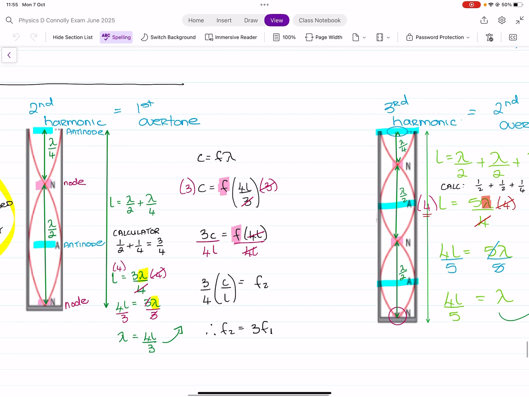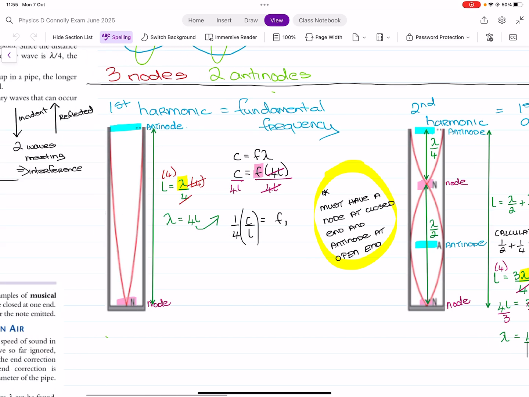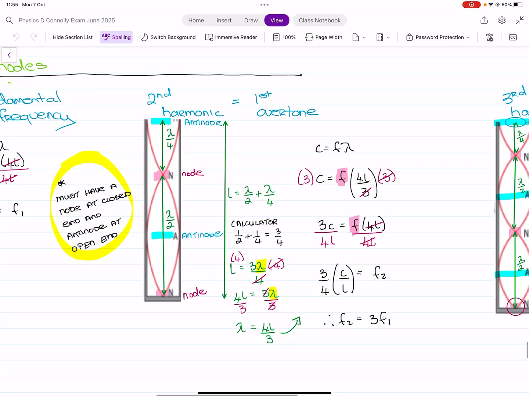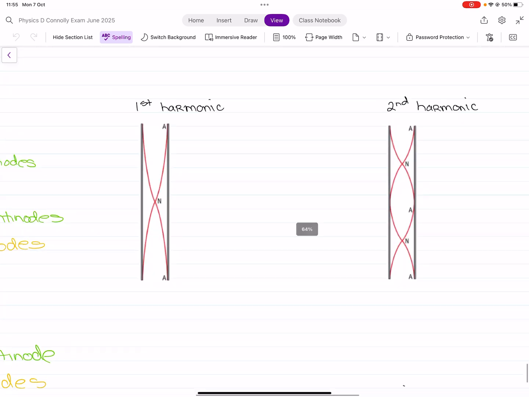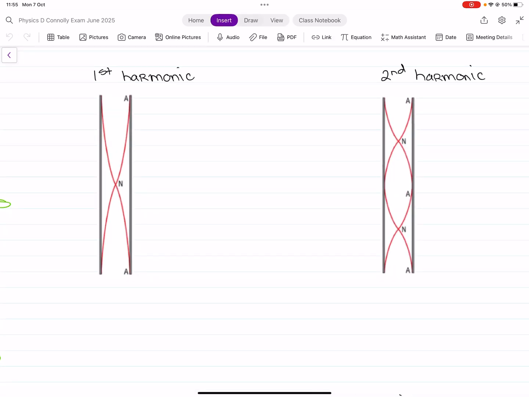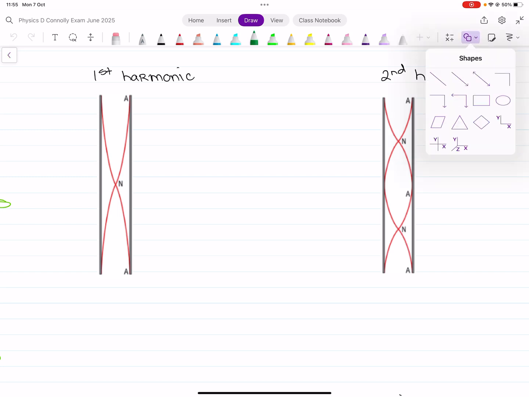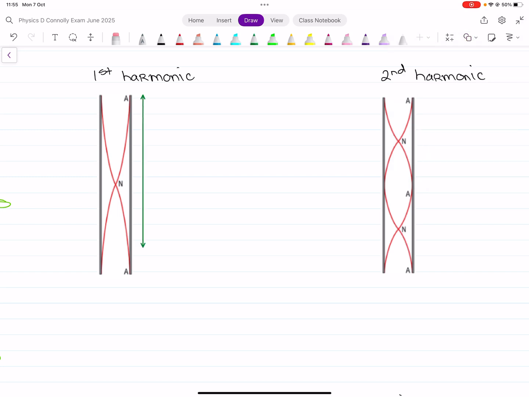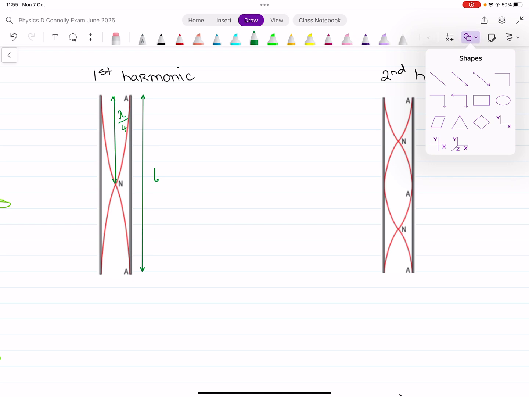Okay, so trying to do the maths in the same way. How did I draw it? Okay. So, green arrows. Okay. So we're trying to get the length of this. This bit here is lambda over 4. It's node to antinode. And then this bit here is lambda over 4.